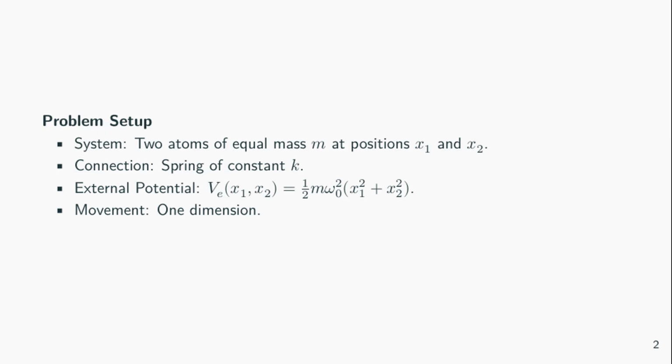Right. Let's set up the problem. Our system consists of those two atoms, each with mass m at positions x1 and x2. They are connected by a spring with stiffness K. We also have that external potential we just mentioned, V sub E, which is 1/2 m omega 0 squared times x1 squared plus x2 squared. And importantly, all this motion is happening just in one dimension.